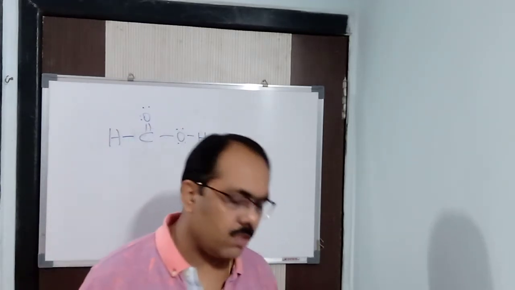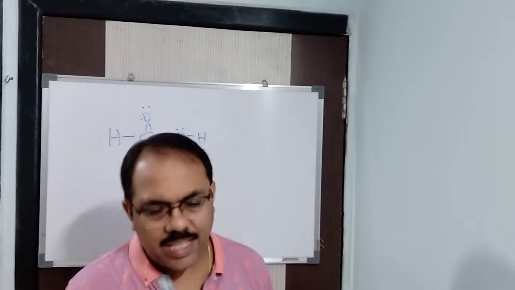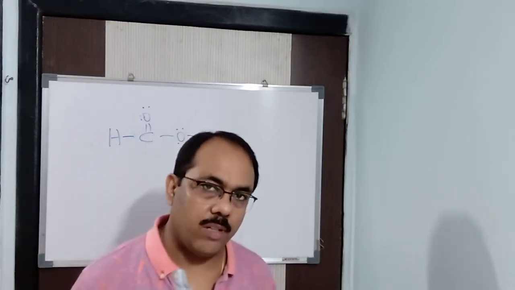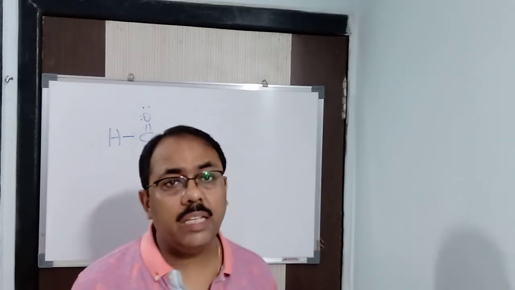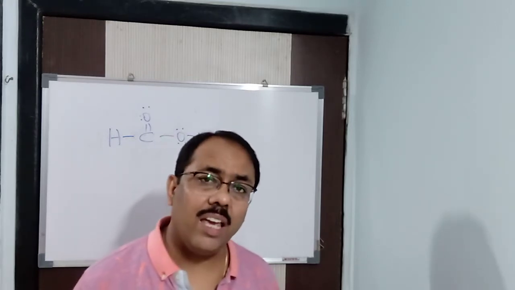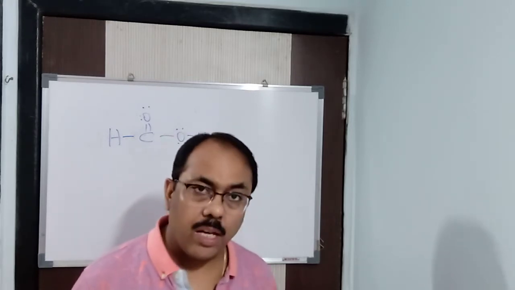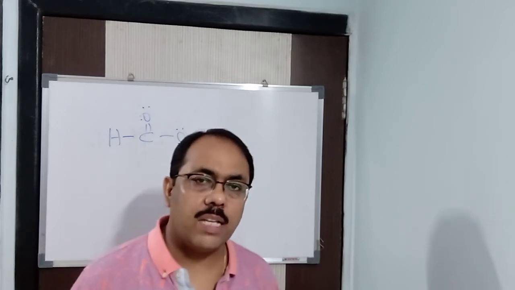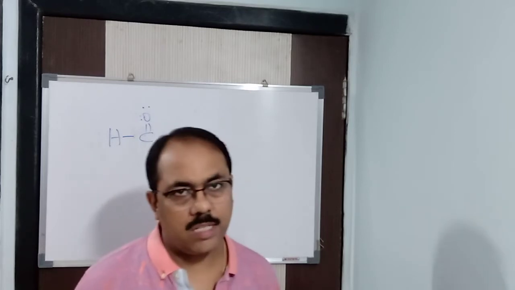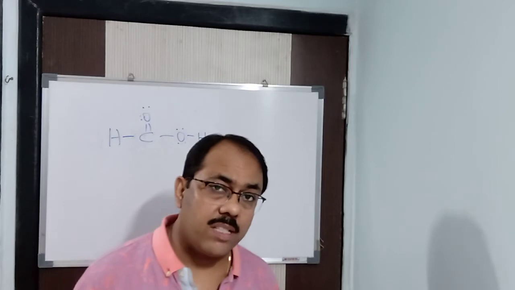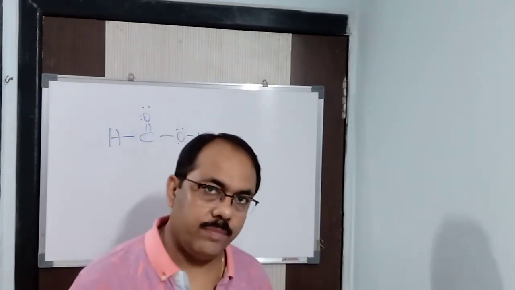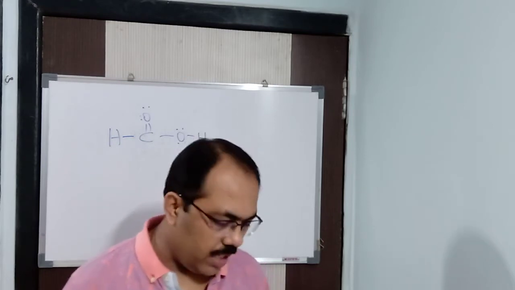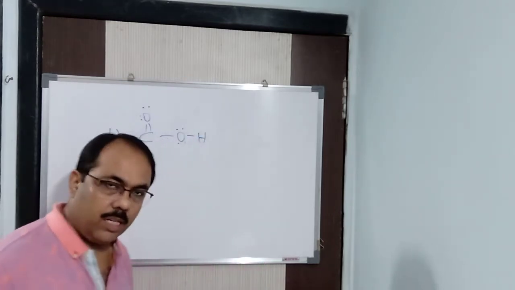Now the question is, how do we calculate the acidic character? We will calculate it by the value of Ka and pKa. What is Ka? We have read it in ionic equilibria. Ka is nothing but the acid dissociation constant. And pKa means minus log Ka. So how to calculate Ka? First we'll see that.